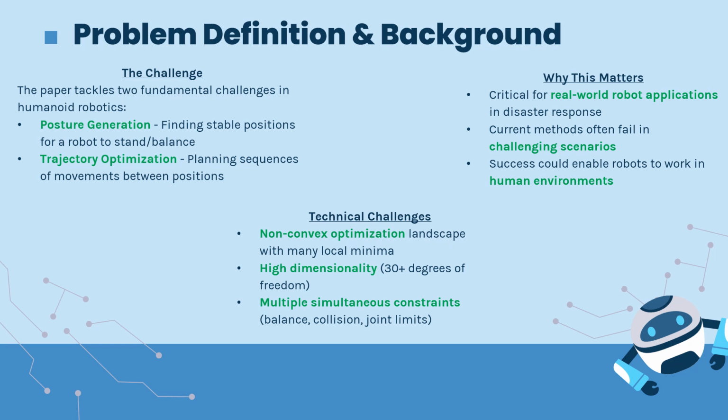Second is higher dimensionality. A robot typically has 30 plus degrees of freedom. Planning movement means solving all these dimensions simultaneously while maintaining all constraints. For trajectory optimization, this multiplies by the number of time steps, which is a huge computation to solve the problem simultaneously.